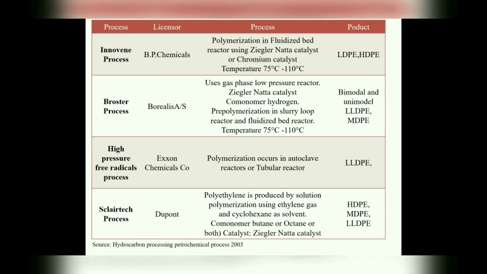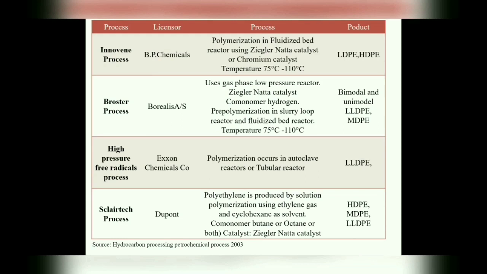In the following chart, we can appreciate 4 different processes and their licensors, starting with British Petroleum Chemicals with the Innovene process, which consists of polymerization in a fluidized bed reactor using Ziegler-Natta catalyst or chromium catalyst with a temperature of 75 to 110 degrees Celsius, obtaining LDPE and high-density polyethylene.